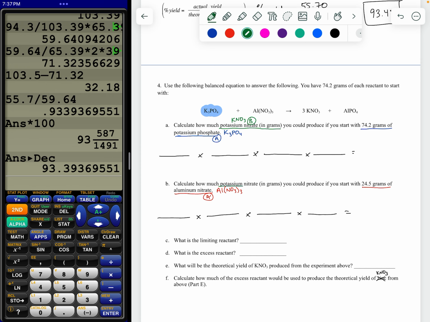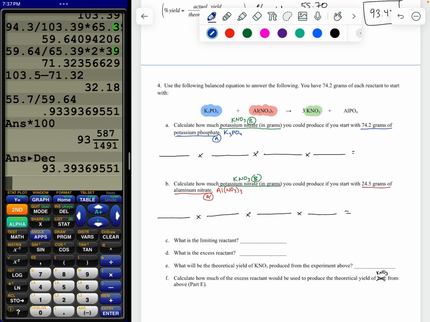And so this is going to be B. And that's the same for both. KNO3. This is B. All right. And let me color code these again as well, just like I did above. And there we go. All right. So really we can just ignore the aluminum phosphate on the product side. We aren't really concerned with that. Then we set up our problem.